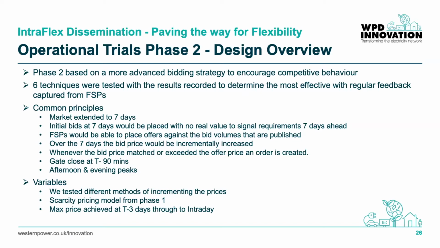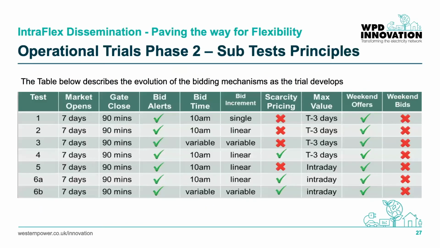In spite of locking down so many of the principles and maintaining the commitment to transparency, there were still quite a number of variables worthy of testing that include the manner in which the price increments would be implemented. Next slide, please. The table now on screen summarises the test, and again, the final test could have gone one of two ways and was only to be decided based on the performance of the earlier subtests.